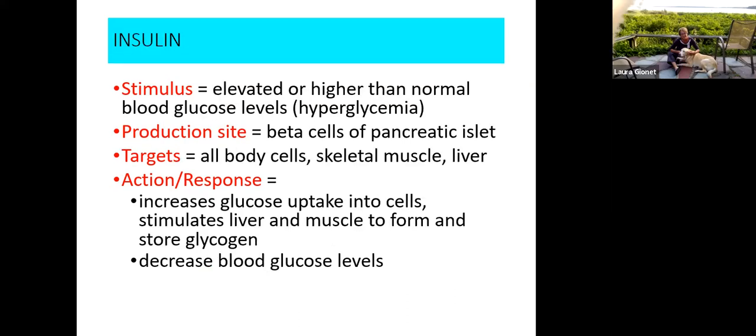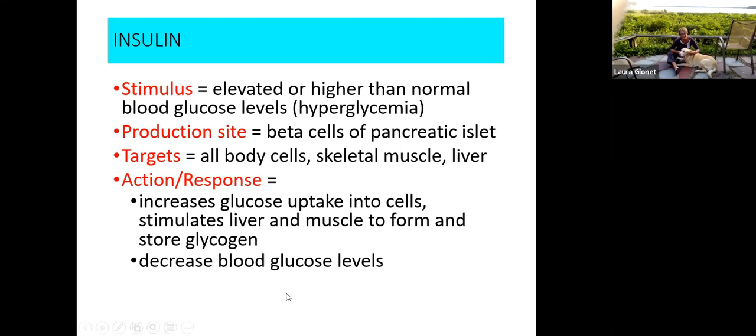Insulin: the stimulus for the release is reversed. Hyperglycemia, or elevated, higher than normal blood glucose levels. Production is by the beta cells of the islets of Langerhans, or pancreatic islets. It targets all body cells, skeletal muscle, and the liver, because now is the time to take up glucose into the cells. They need to have a good store of glucose to use in the mitochondria to produce ATP.